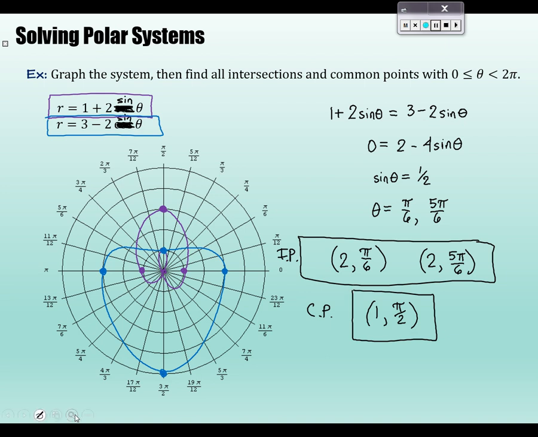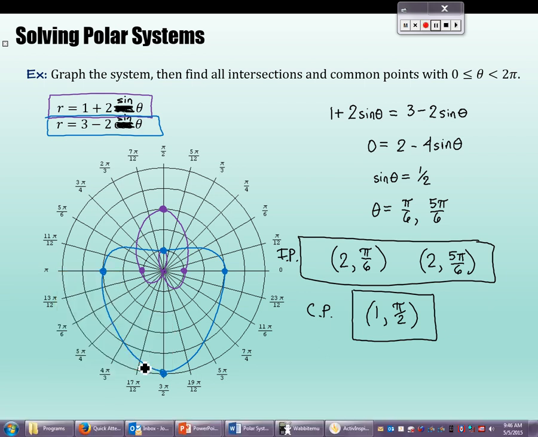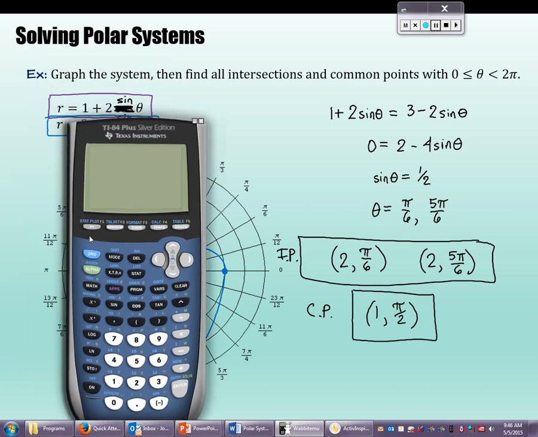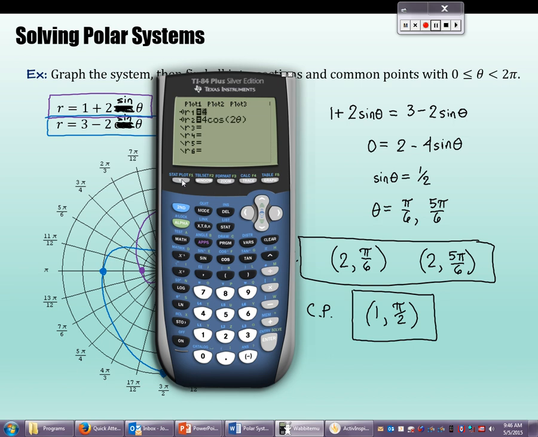Yeah, I would like to just see this because I think it's fun on the calculator. I would like to see this. 1 plus 2 sine theta and 3 minus 2 sine theta. And what would be an appropriate window this time around? I'd like y to go up to 5, and maybe from -5 to 5 or something. How about -5.5 to 5.5? And then I'll do zoom square.